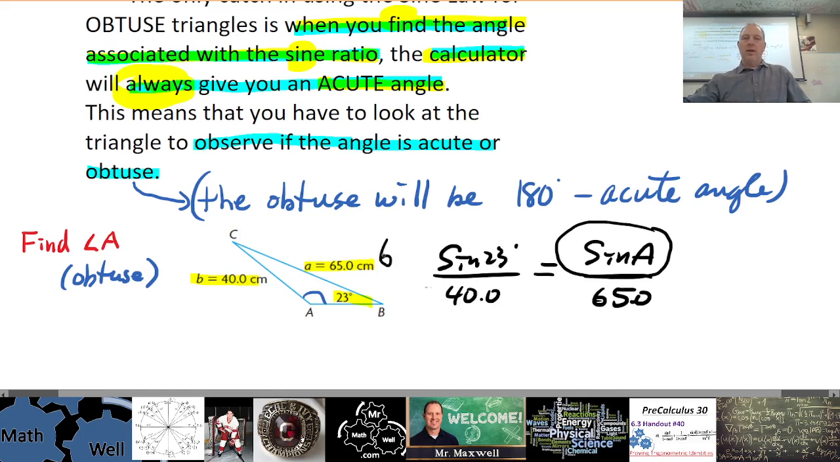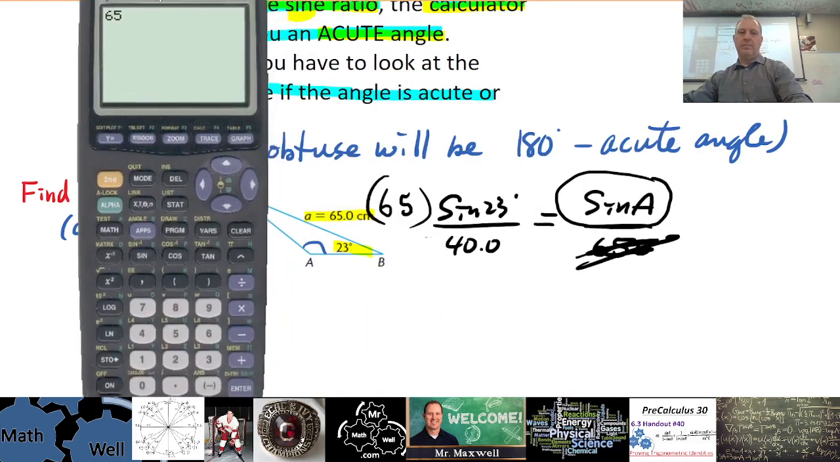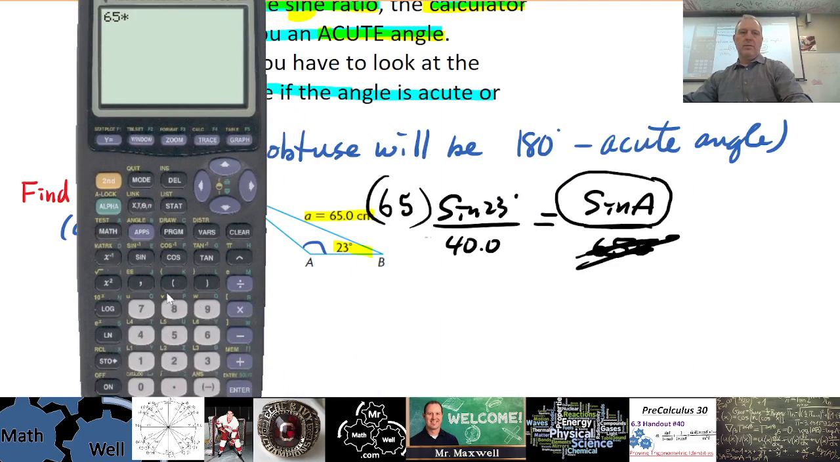Because look, all I have to do now is multiply both sides by 65.0, and now I've got my sine A value. So let's do that. Let's do 65 times sine of 23 degrees. Make sure you bracketed that, and then you can do all this in once, divided by 40, and I get 0.63493.